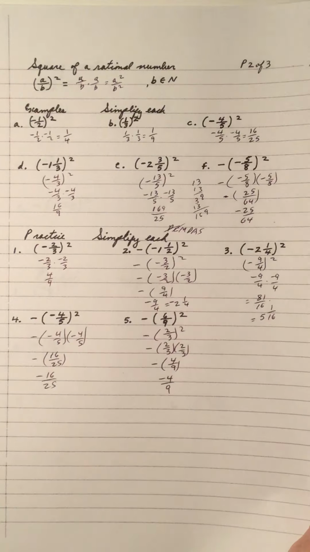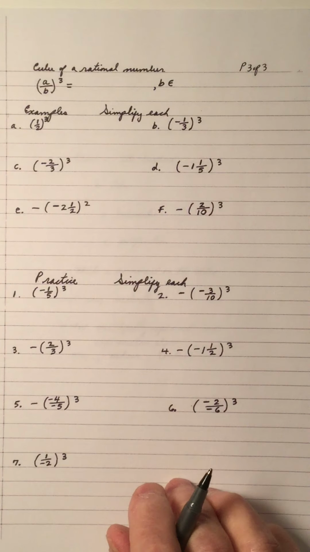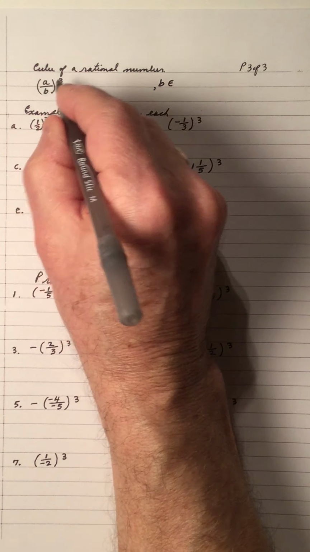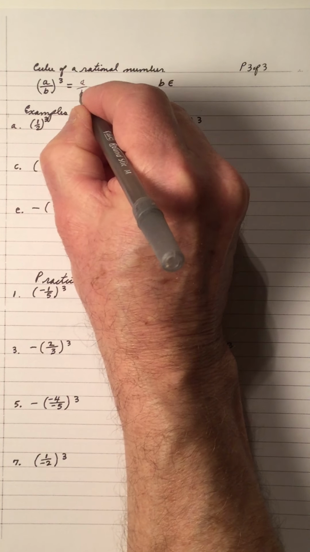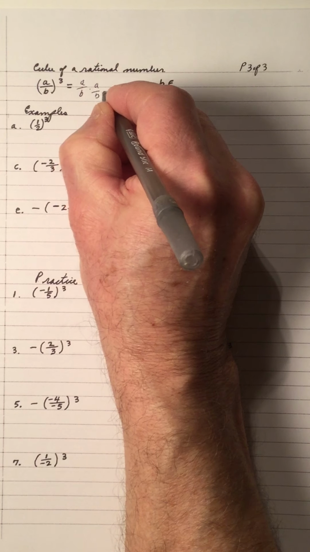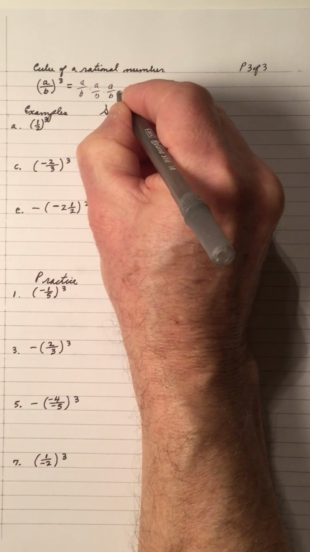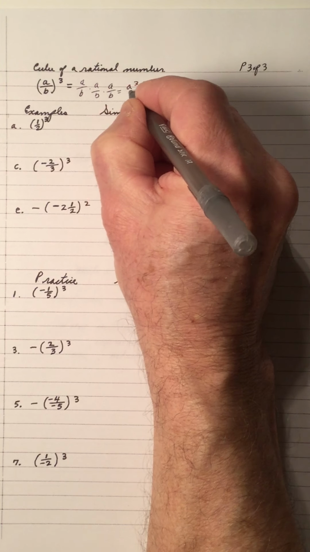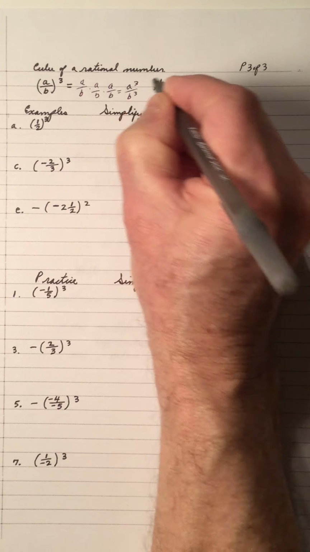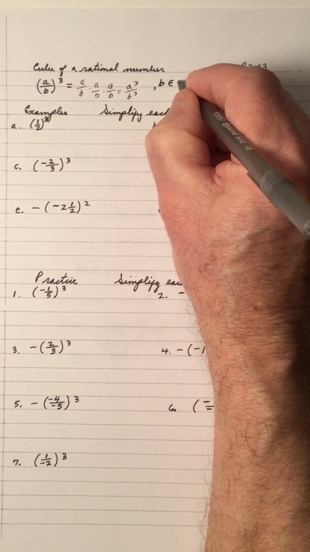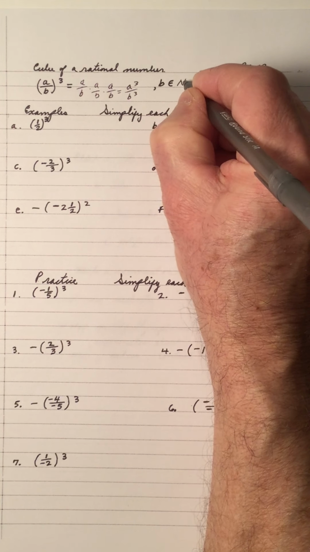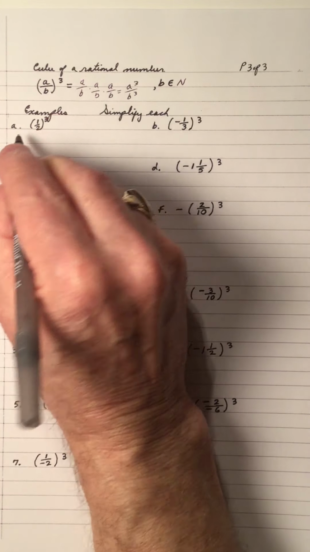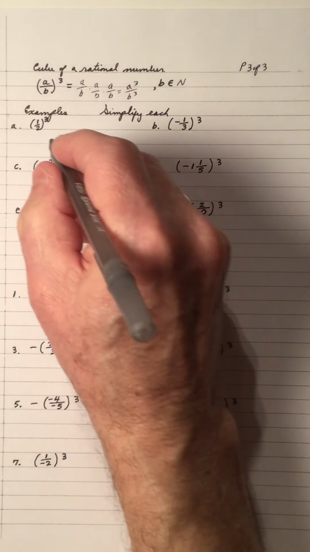Okay, that's squaring done. Let's look at the cube of a rational number. The cube of a rational number, a over b cubed, is a over b times a over b times a over b. Which is a times a times a is a cubed, b times b times b is b cubed. And notice your denominator has to be a natural number. Cannot have a 0.